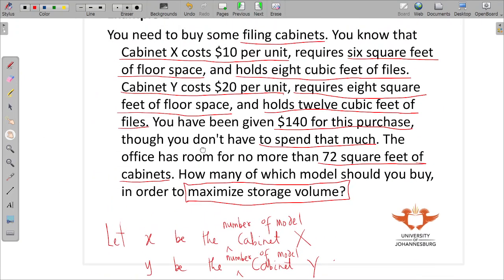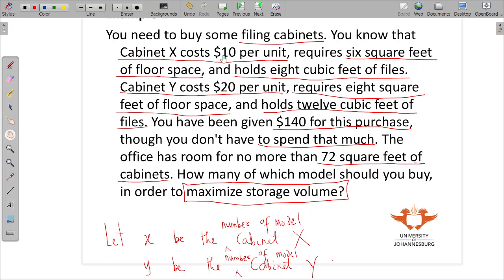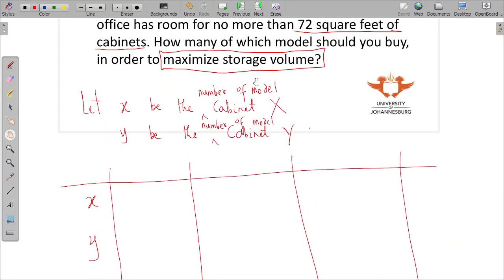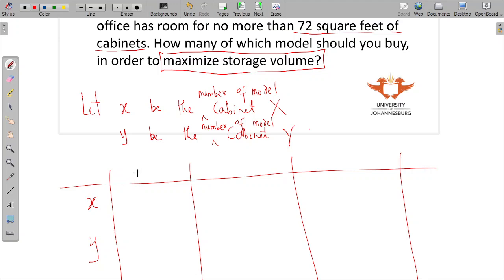Now for X, look here, what do we have? There's a cost attached to X. There's a square feet attached to X, and there is a cubic feet. This cubic feet is the volume. So let's write that. There is a cost, there is a floor space, and then there is a volume. That volume is for cubic feet.